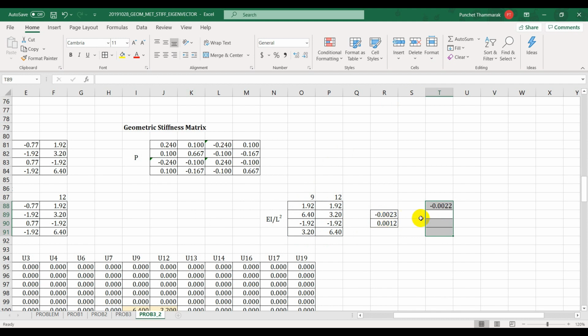Oops, I just forgot. MMULT of this and this one, close the bracket, shift control enter. Okay, what is this? Zero moment. Well, we're supposed to have this, right? You should have zero moment because we have the hinge condition at the right end of the beam.